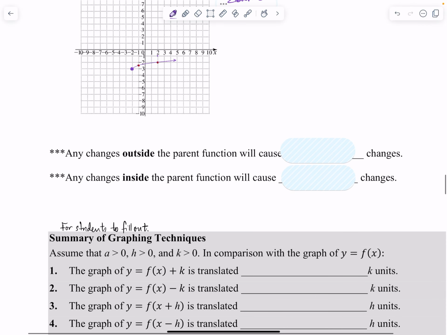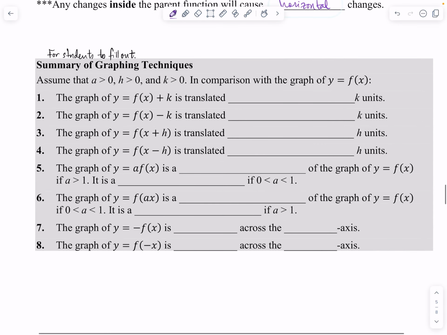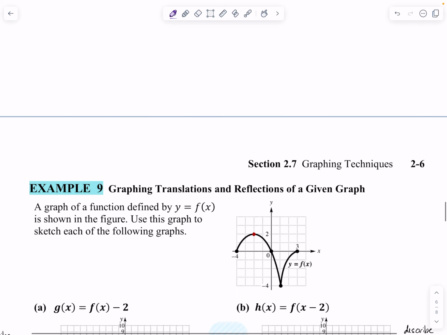All right, to sum it all up, any changes on the outside of the parent function is going to cause vertical changes. Anything on the inside of the parent function is going to cause horizontal changes. Now, I'm not going to fill out this chart for you because all of it is already filled out somewhere above in the same set of notes. It's just sort of a one-stop shop here where you can get everything all in one place.